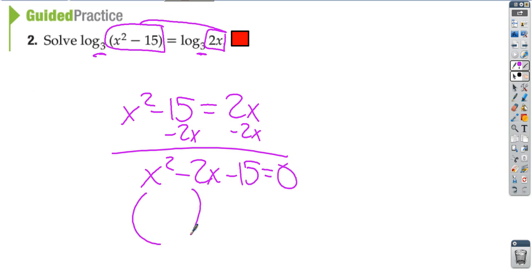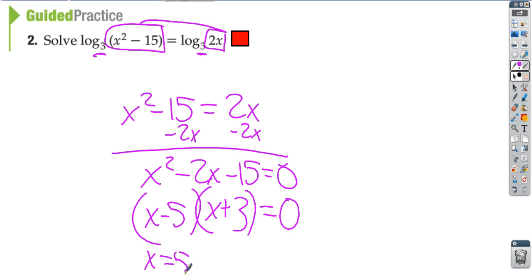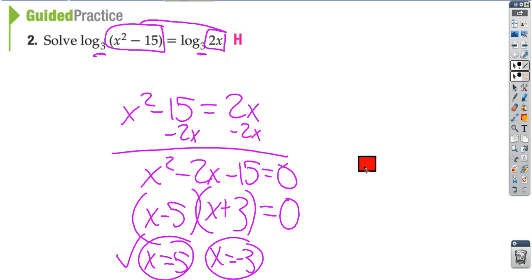This would end up factoring numbers that multiply to -15 and add to -2. That would be x minus 5, x plus 3. x is equal to 5 would make this one 0. x equals -3 makes that one 0. And if we look at this original equation, we're only going to be able to plug in 5. If you plug in -3, you're going to get the log of a negative number, which doesn't work. So that is actually a multiple choice. H doesn't appear here, but 5 is the only one that works there. -3 is extraneous.